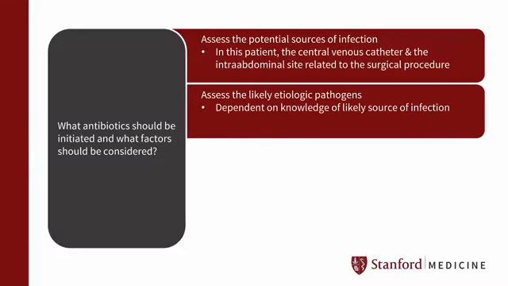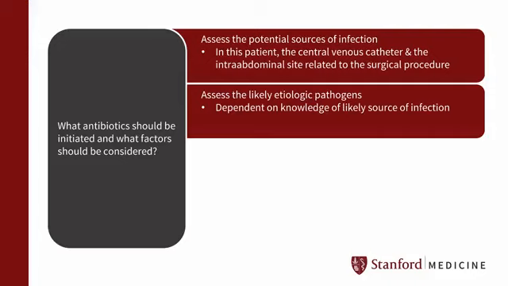A critical initial step is the assessment of the potential sources of infection. In this patient, the most likely sites of infection to be considered include the central venous catheter that had been in place for 3 days, and his urinary tract, which had an indwelling bladder catheter, as well as an intra-abdominal site related to the recent surgical procedure.